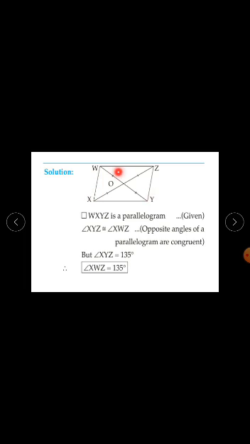Why? Because opposite angles of a parallelogram are congruent. But angle XYZ is given 135 degrees. Therefore, angle XWZ is also 135 degrees because both angles are congruent.